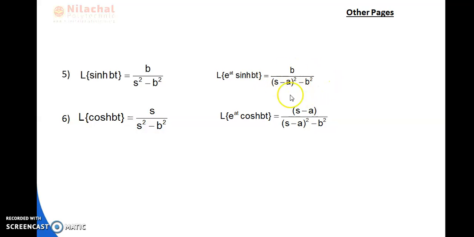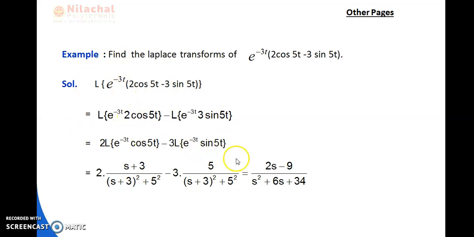So likewise you can replace your s with s minus a, and that a will be present in the power of e, that is, the coefficient of t. Then the next formula is Laplace of cos hbt, which equals s by s square minus b square. Its shifting formula can be written as Laplace of e to the power at into cos hbt equals s minus a by s minus a whole square minus b square, since s is present in both numerator and denominator. So these are the shifting formulas. Clear? So let us do some examples.